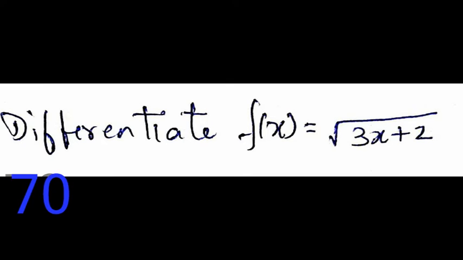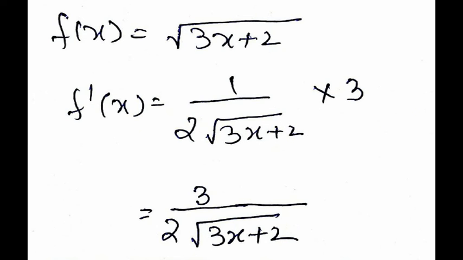Differentiate f of x is equal to root of 3x plus 2. Derivative of root x is 1 upon 2 root x, and derivative of 3x is 3. Hence we get the answer 3 divided by 2 into root of 3x plus 2.